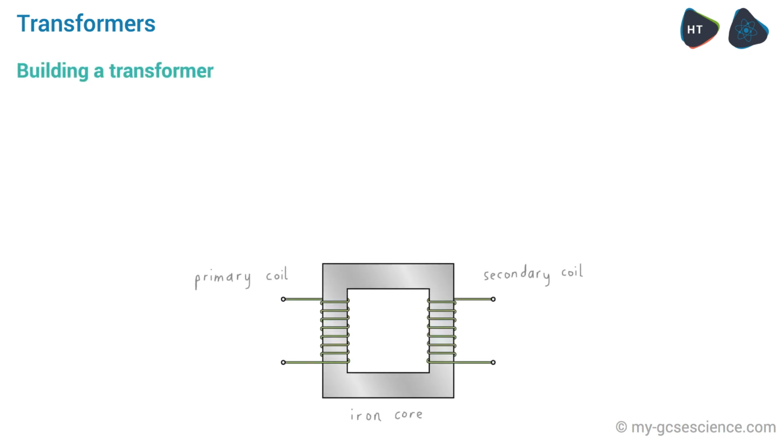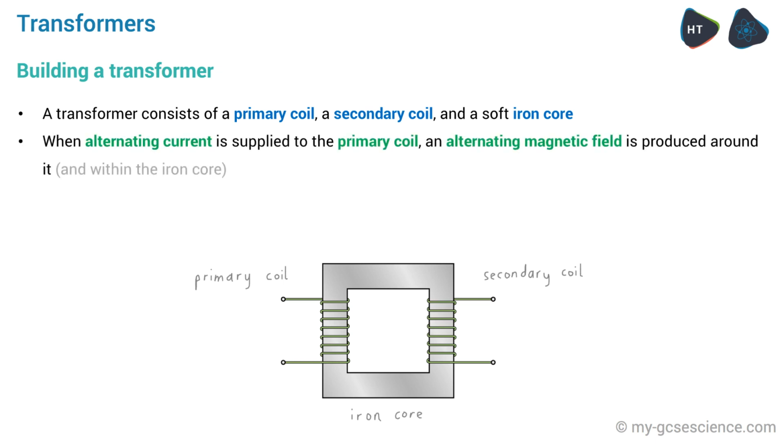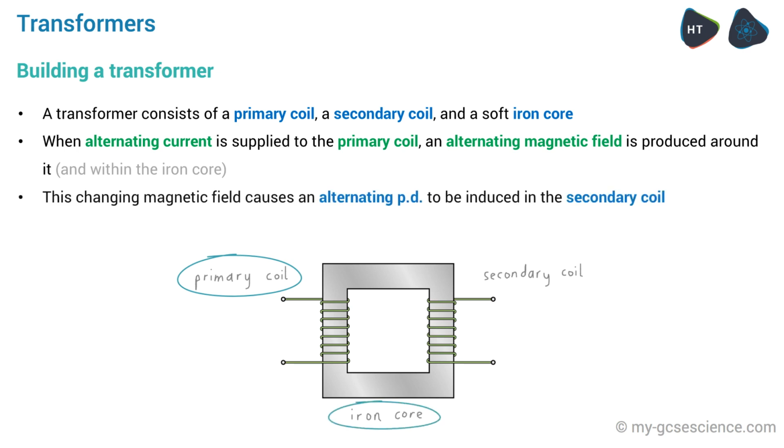A little more detail now on how a transformer is constructed. A transformer consists of a primary coil, a secondary coil, and a soft iron core which is easily magnetized and demagnetized. When alternating current is supplied to the primary coil, an alternating magnetic field is produced around it and within the iron core. This changing magnetic field causes an alternating PD to be induced in the secondary coil.